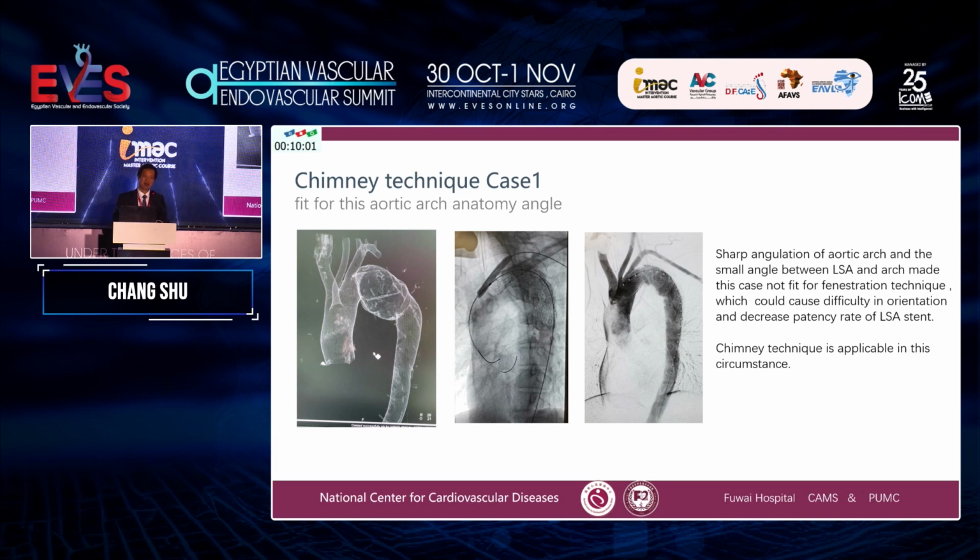Let me take a look at such kind of disease. In this special anatomy, till now, we do believe that Chimney is still a very important method. You can suppose that if we do it by in situ or on table fenestration, it's not a good case. Also, if we design a branched stent graft, it's easy to suffer from the bird's beak. So the best method for this one is still Chimney.